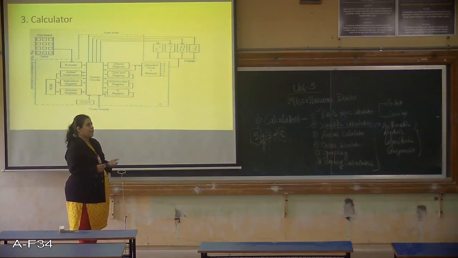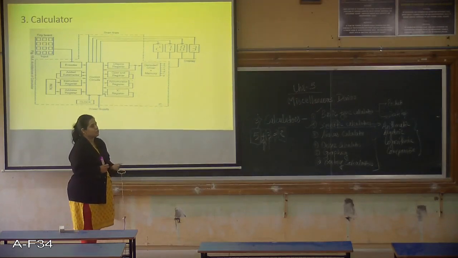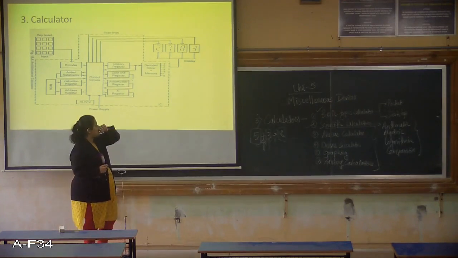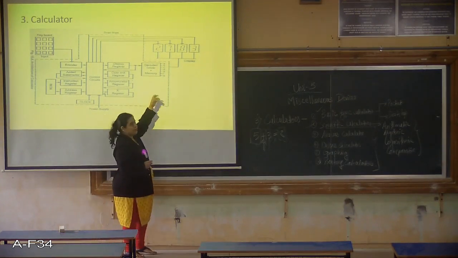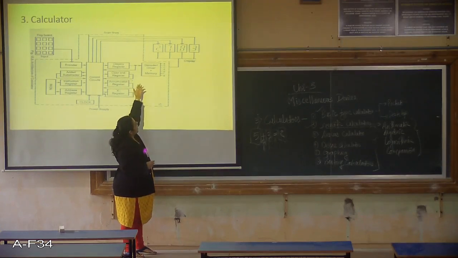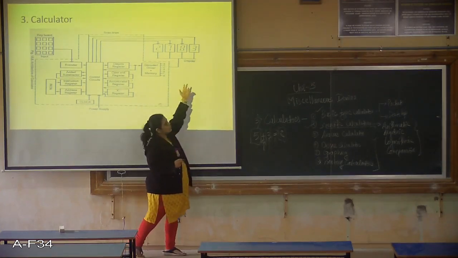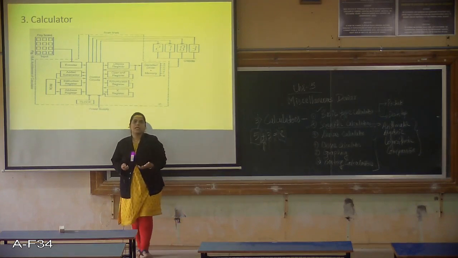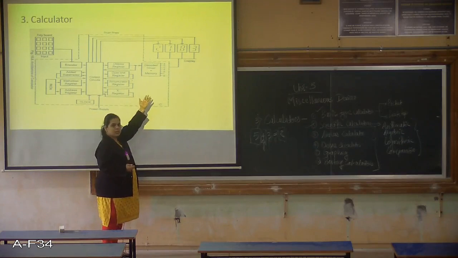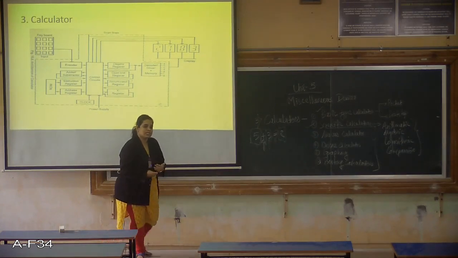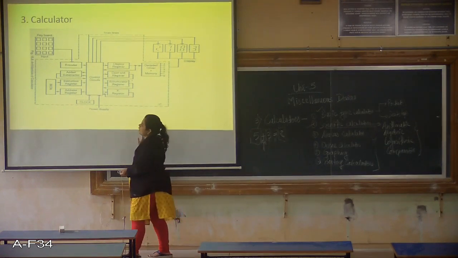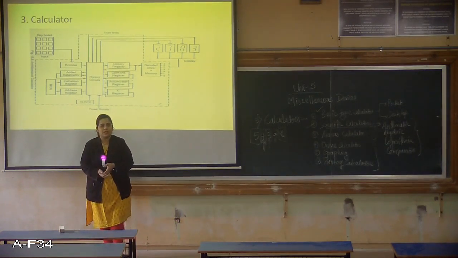Nowadays scientific calculators have memory. I don't think the basic calculators do, or if they do, it is very little memory. If you want to save some answer, you can save it in that memory. Finally it is given to the display. The display is a 7 segment display, wherein you get the output as 5 plus 3 is equal to 8. So this is the detailed block diagram of a calculator.